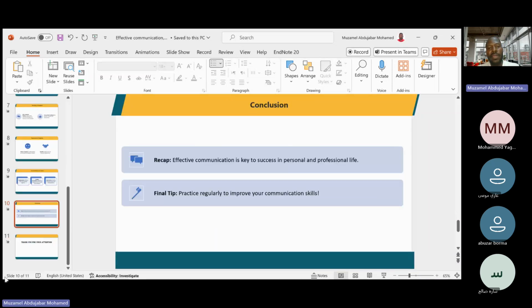Now, conclusion. Effective communication is the key to success in personal and professional life. Effective communication can help you at the work level or wherever you work, and also in your personal life. It can help you succeed with your family, with your friends, with your people, or with social life, with your community. It is very important. Final tip: practice regularly to improve your skills.